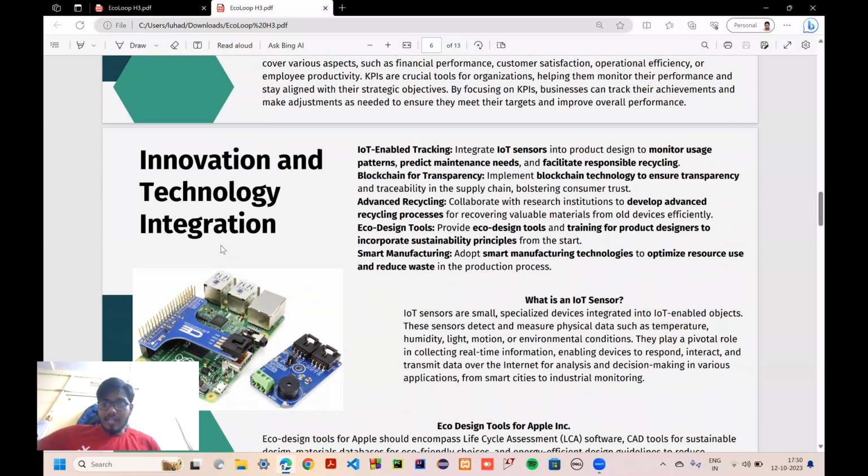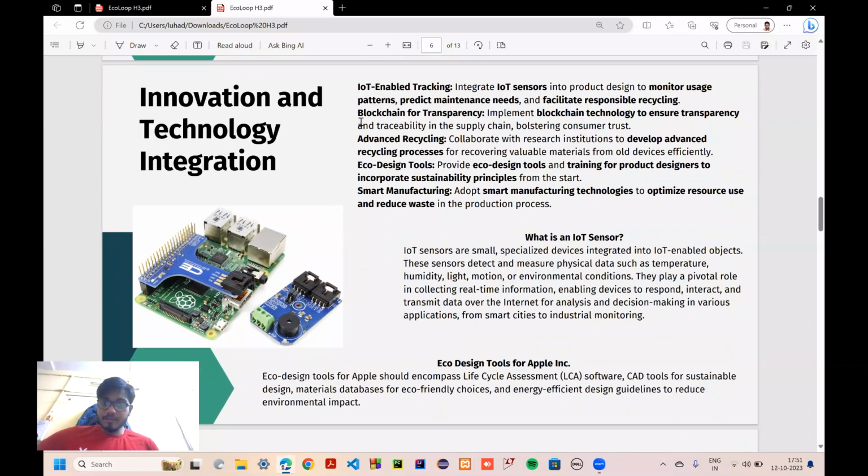The next factor which Apple has used is innovation and technology. As we know, in this modern world, innovation and technology can lead to a lot of things. The points are IoT-enabled tracking. Apple has integrated IoT sensors into product design to monitor usage patterns, predict maintenance needs, and facilitate responsible recycling. In this way, they are reducing the amount of things that get wasted after one cycle of production. Other factors include using blockchain for transparency, advanced recycling, eco-design tools, and smart manufacturing.